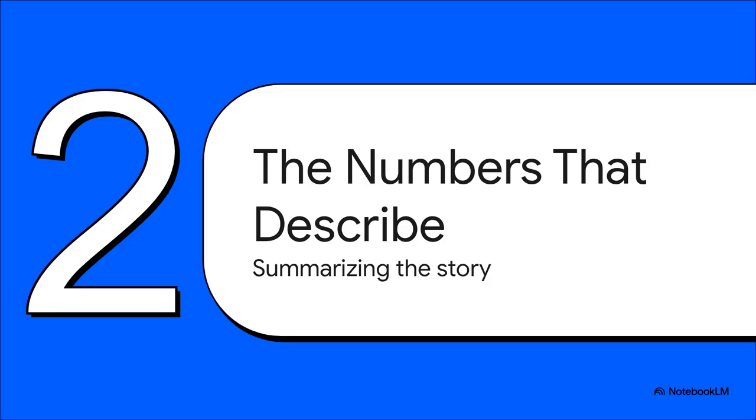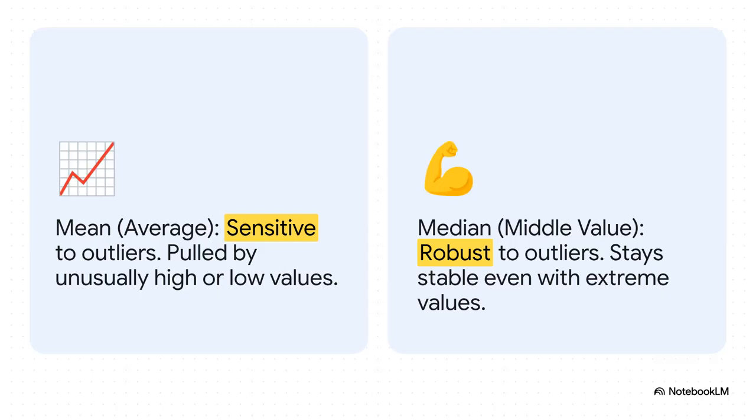So we've seen the shape of our data. Now let's put some hard numbers to that story. We need some key metrics that can summarize its core features in just a few figures. First things first, we need to find the center of our data. And most of us immediately think of the mean, the average. But it's got one major weakness. It gets totally pulled around by extreme values, or outliers.